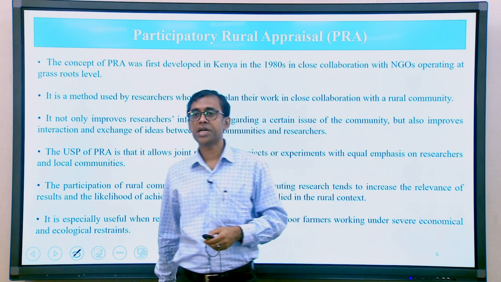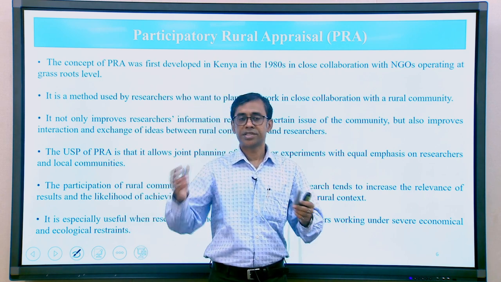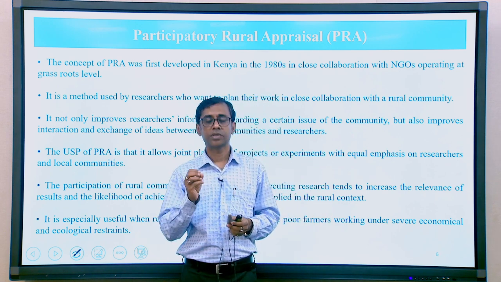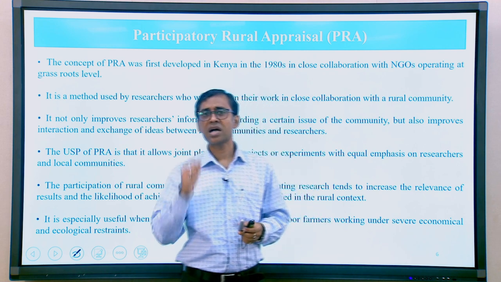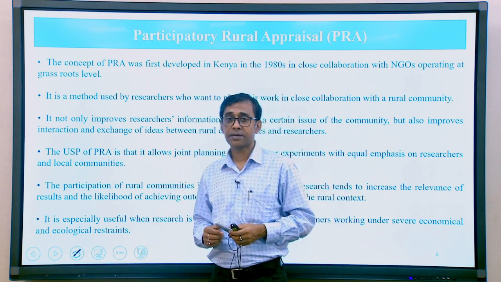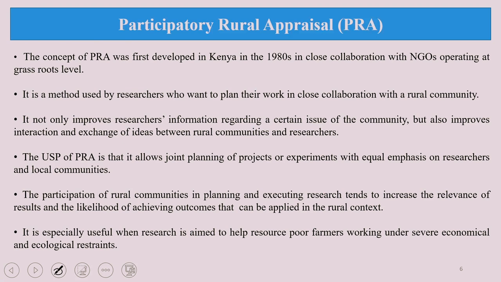Now, come to the PRA, which is a larger, more detailed way of appraisal of any aspect. Here, we are taking the example of natural resources. The RRA concept came in the 1970s, and the concept of PRA was first developed in Kenya in the 1980s, in close collaboration with non-government organizations based there, and also, of course, various other grassroots level organizations. As I said, it's a method used by most researchers who want to plan their work in close collaboration with the people, with the community.